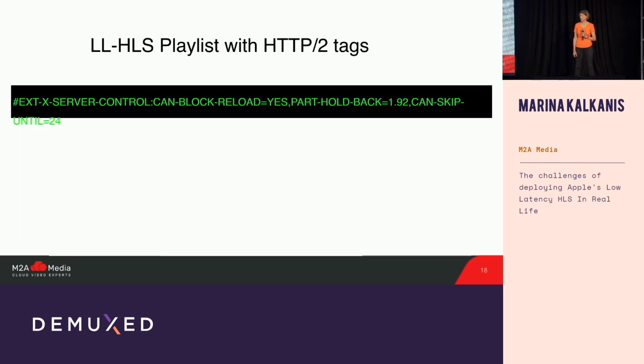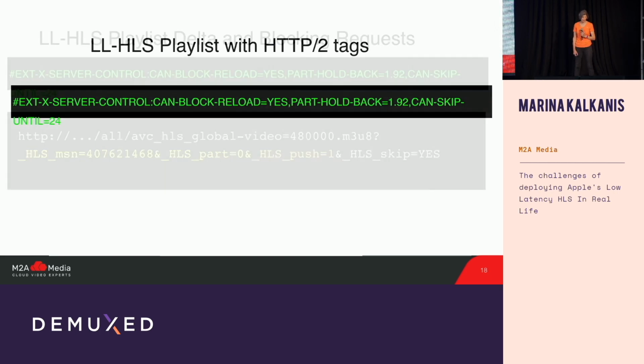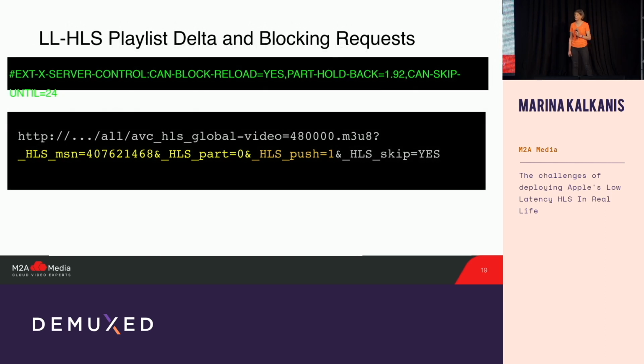Okay, so there are some other things now that help a little bit. You've got the blocking reload capability. So what happens, and this is another key thing: we've got down to small parts, but how do we efficiently serve them? So the server can announce that it supports the can block reload equals yes in the tags of the playlist. And basically what that means now is that the client can make a request that looks like this.